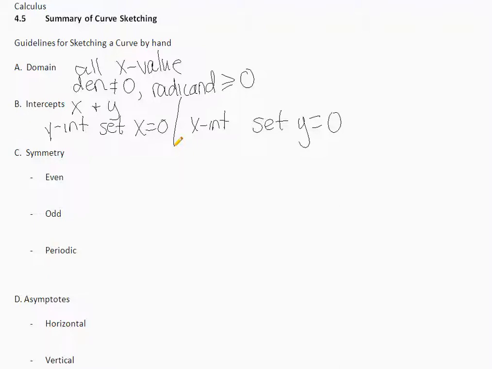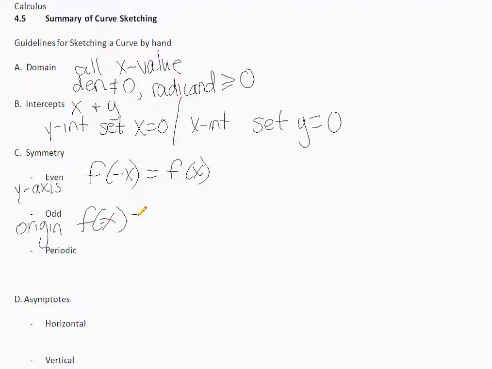Symmetry, this will help us. If it's an even function, hopefully we remember, it's symmetric over the y-axis, so that will help us when we sketch it. And if it's odd, I know it's symmetric over the origin. Now, how do you test for this? If you plug negative x into the equation and you get the exact same thing, it's even. And if I plug negative x into the equation and I get the opposite, it's odd. Some basics: x squared is even, x cubed is odd.